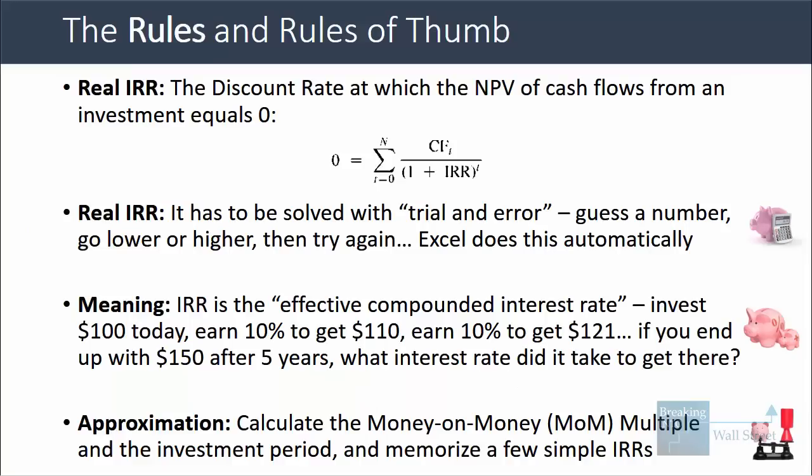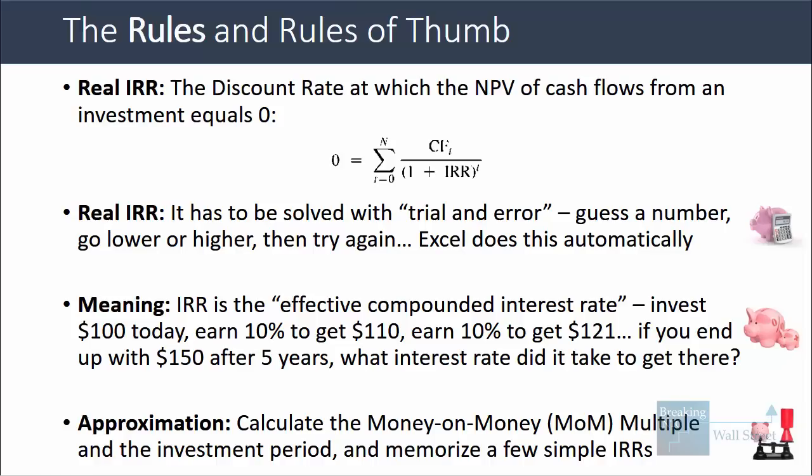So normally you calculate this in Excel and you leave it at that, but there are certain scenarios where you want to approximate it, either because it comes up in an interview question or because you want to check your work and see which direction you should go in before you go through a full case study and model. To approximate it, you can look at the money on money multiple and the investment period and then memorize a few simple rules of thumb around this.